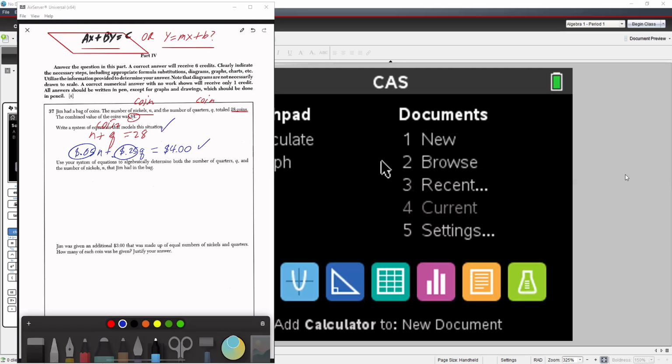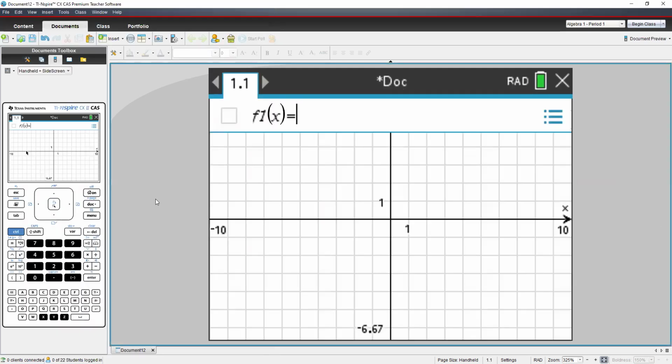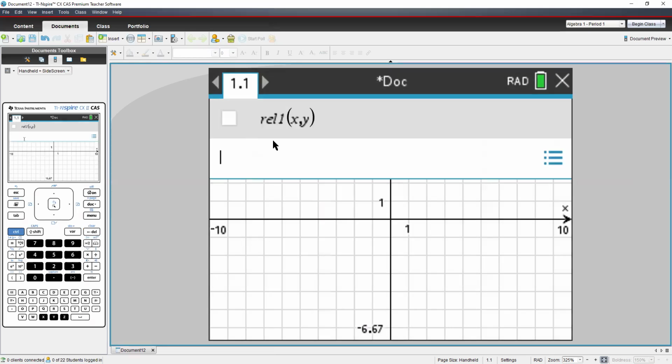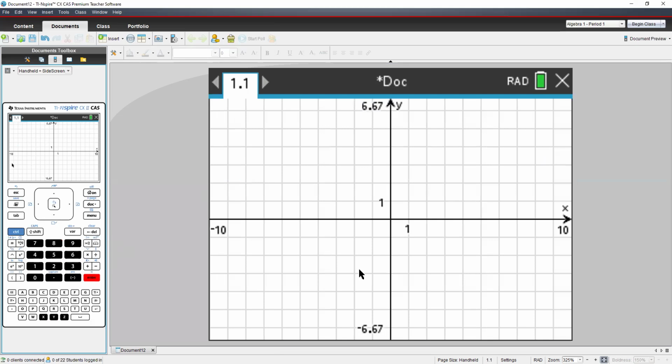So now that we have that, we can do what we've been doing in the other videos. We're just going to graph it as relations. All right, we're going to go here. And of course, we have to use X and Y. So X is going to stand for nickels, the number of nickels. Y is going to stand for the number of quarters. So we're going to go X plus Y is equal to 28 because we have a total of 28 nickels and quarters.